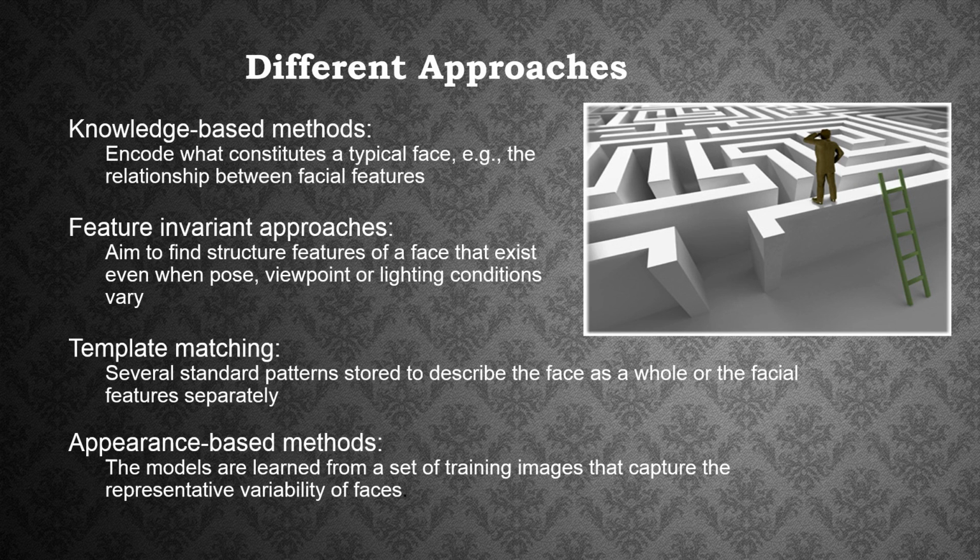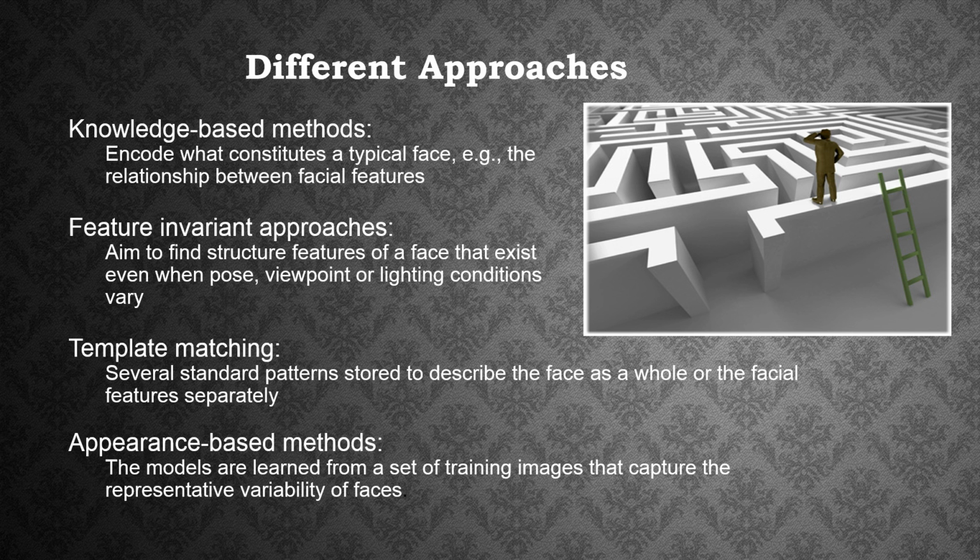So how to build a face detector? There have been different approaches that provide the basis for designing a face detection system. The first one is knowledge-based methods. Basically it gets some relationship between the facial features and encodes what constitutes a typical face. Feature invariant approaches. This methodology aims to find structural features of a face that exist even when pose, viewpoint, or lighting conditions vary.